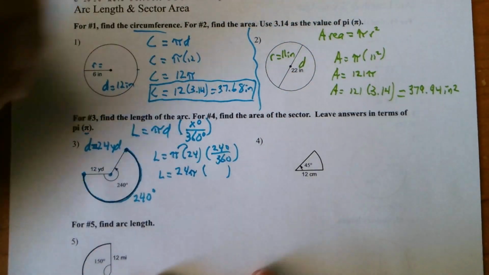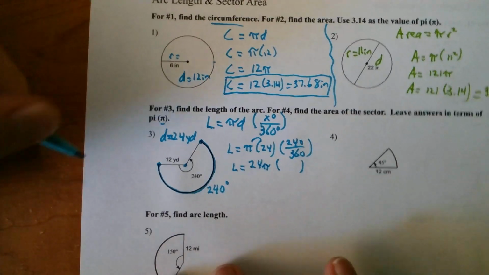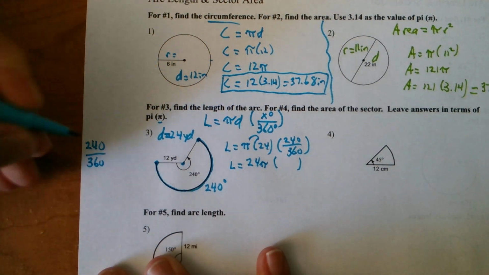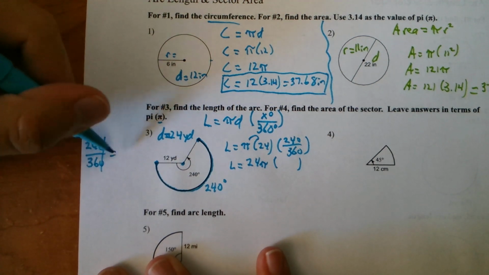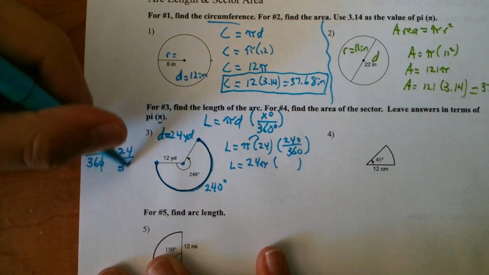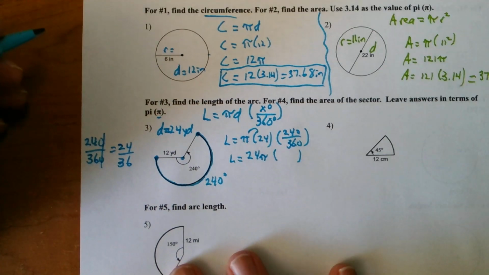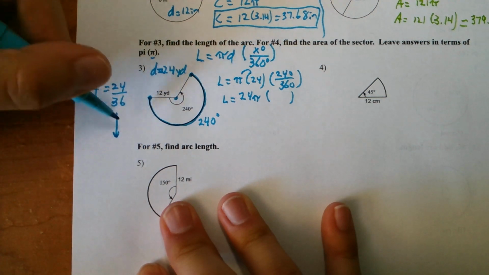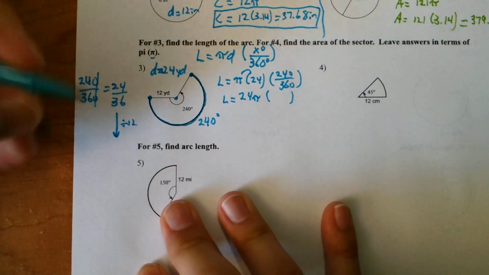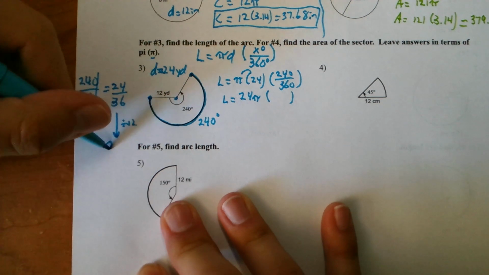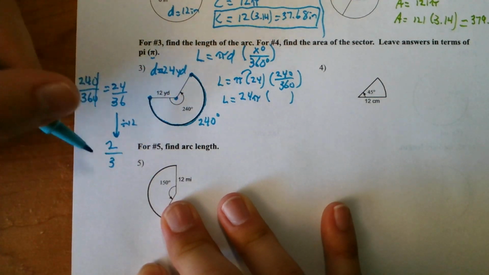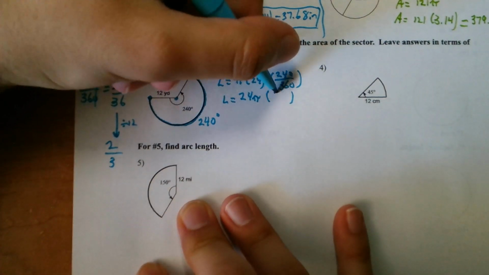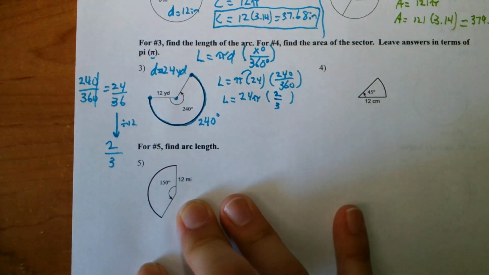And then for that fraction part, the 240 over 360, let's simplify that. So 240 over 360. I see that those zeros can cancel to give me 24 over 36. Now, 24 and 36 are both divisible by 12. So I'm going to divide by 12. That's going to give me 24 divided by 12 is 2. 36 divided by 12 is 3. So that fraction of 240 over 360 is equivalent to 2/3.